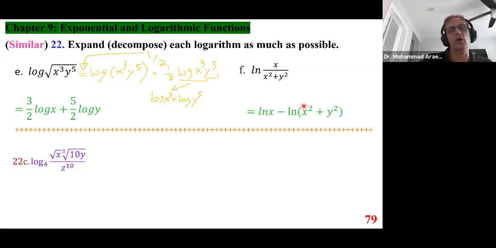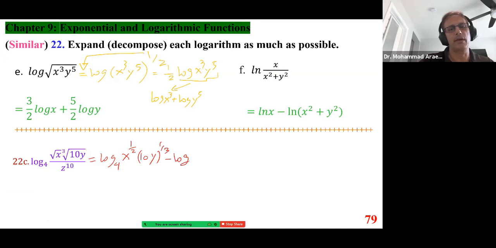Again, you can do it in one shot. By the way, all of them, you always use the same base. In this case, you can write log base 4 of the top. I'm going to write square root of x as x to the power of 1/2 and 10y as 10y to the power of 1/3. And minus log z to the power of 10, same base. Just keep on writing the same base, namely 4.